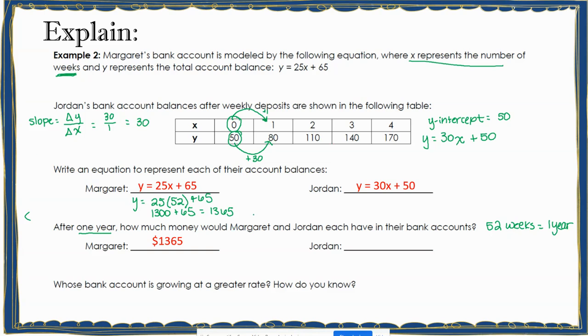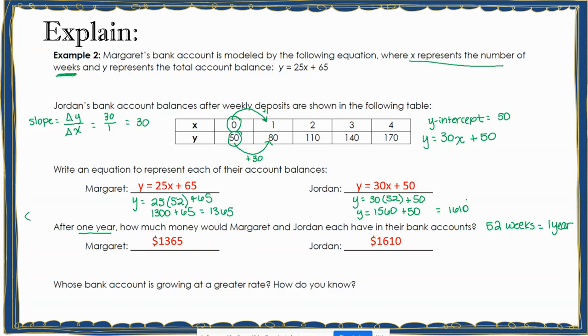So for Jordan, we're going to plug in 52 for X. So it's going to be 30 times 52, then plus 50. Well, if we do 30 times 52, we're going to get 1,560. Then we have to add 50. 1,560 plus 50 gives us 1,610. So after 1 year, Jordan will have $1,610. Whose bank account is growing at a greater rate, and how do you know?